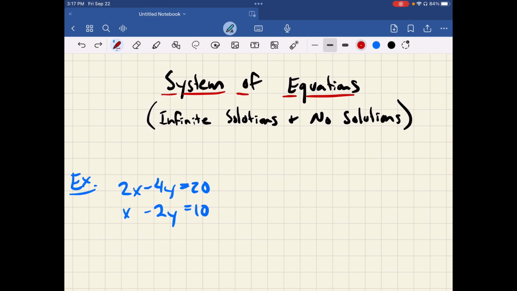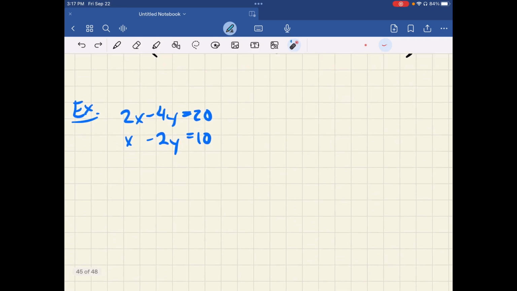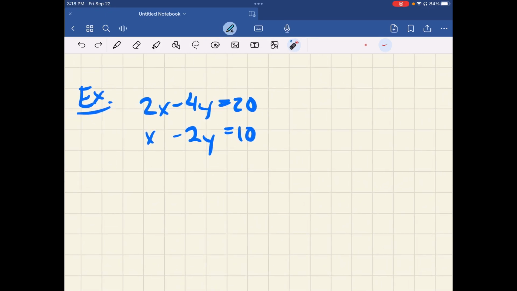All right, in this video, we're going to talk about systems of equations again, and we're going to talk specifically about what it means to have infinite solutions or no solutions and what that's going to look like as you're solving these. All right, so if I look at this first example here, I think I'm going to choose substitution because right here I have an x that's already by itself. It's going to be real easy to add that 2y over.